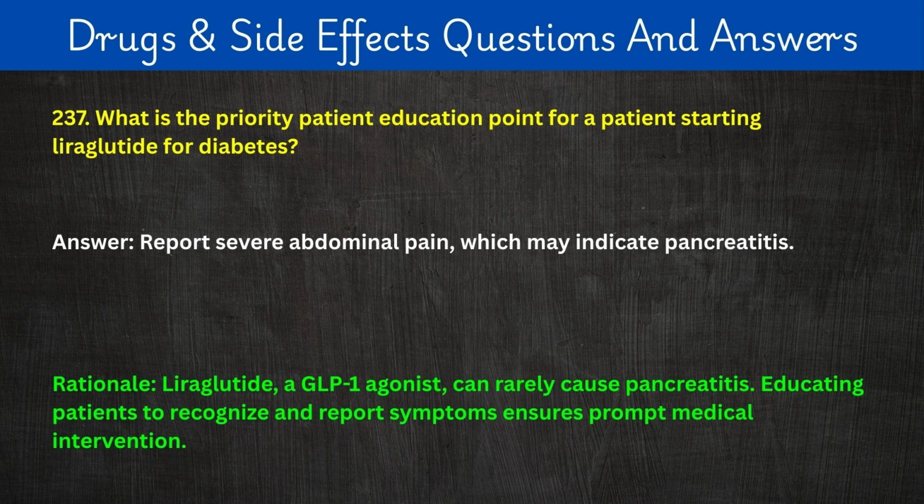237. What is the priority patient education point for a patient starting liraglutide for diabetes? Answer: report severe abdominal pain, which may indicate pancreatitis. Rationale: liraglutide, a GLP-1 agonist, can rarely cause pancreatitis. Educating patients to recognize and report symptoms ensures prompt medical intervention.